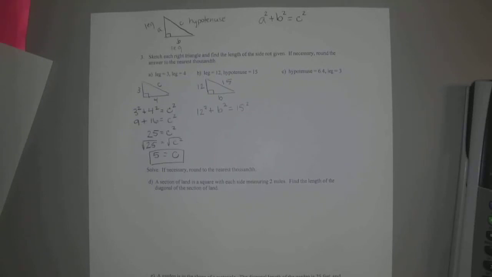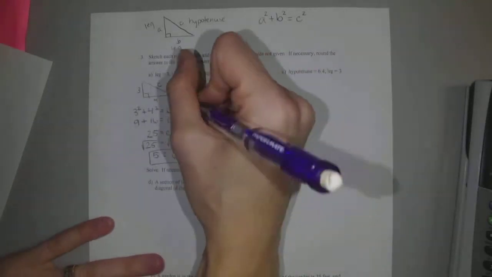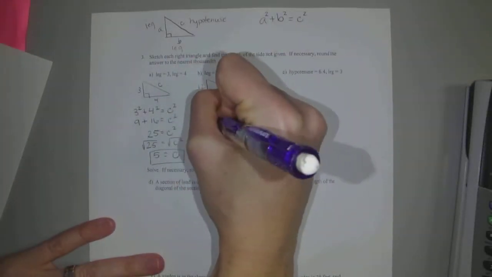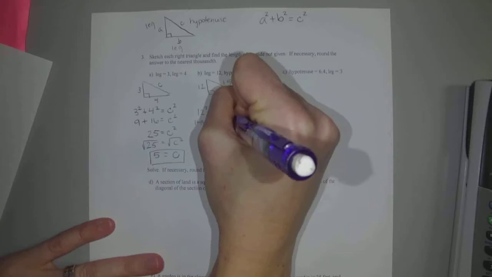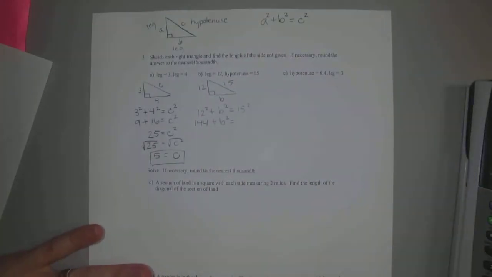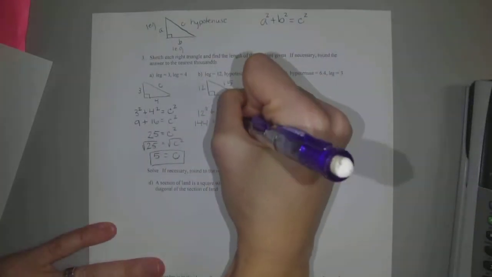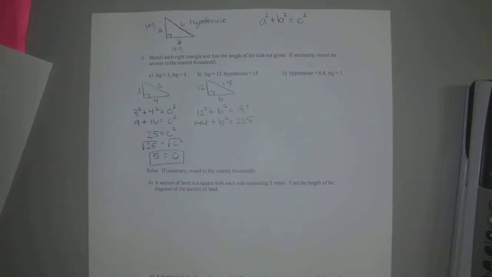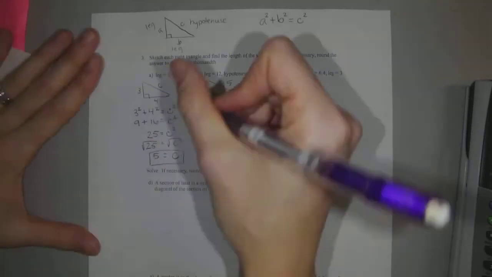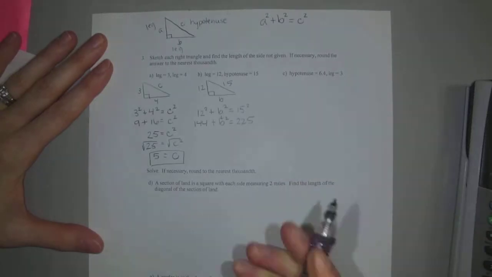All right, so what is 12 squared? Throw that in your calculator. What was it? 144. Do we know B squared? No, let him hang out for a little bit. What's 15 squared? 225. All right, so this is a little bit different than the last one. The last one, they were just on the same side, so we could just be like, let's add them together. But this one, we want to get B by itself.